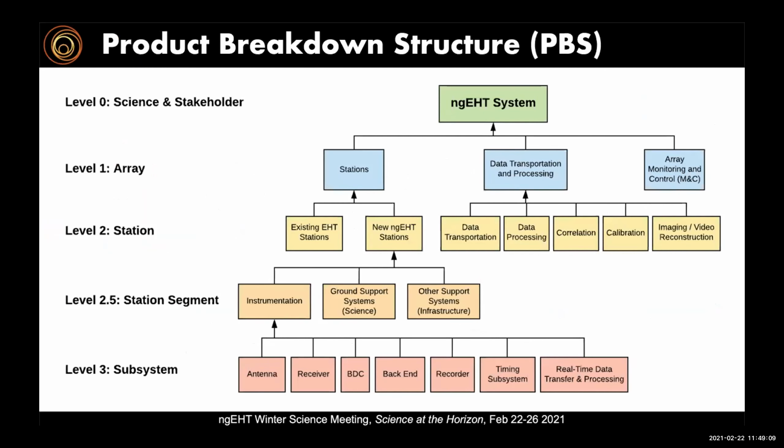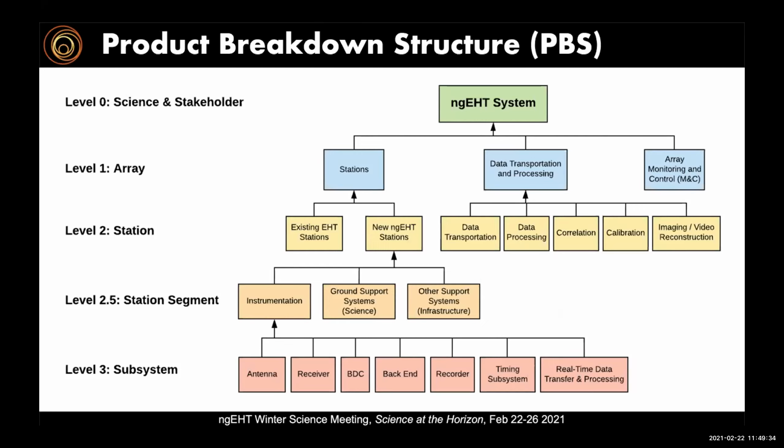As for what we're building, this is a product breakdown structure. It's a hierarchical view of the overall system, starting from the science and stakeholder requirements that drive the overall level 0 requirements of the array. This is a complex system of systems problem, so it's important to keep track of where we are in different levels. Level 1 is the array.